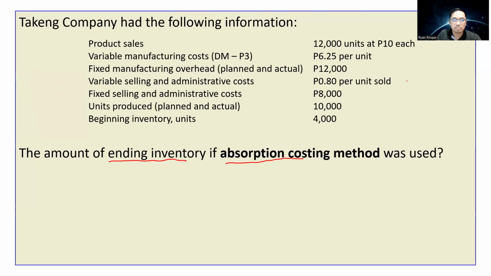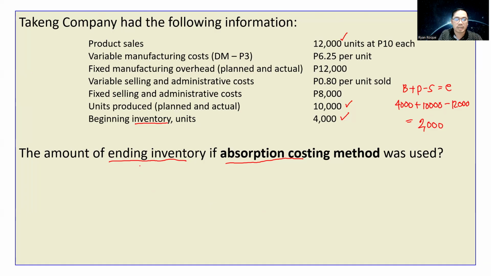Okay, so first, we just have to know how many units are at the end of the period. So we have the beginning inventory. Just have to look at the beginning inventory. We have 4,000. How many units are produced? 10,000. How many units are sold? 12,000. So beginning plus produce minus sold. So we have our ending inventory. At the beginning, we have 4,000. And then we produced how many again? 10,000. And we sold 12,000. So how many units are there at the end of the period? So we have 2,000 units.